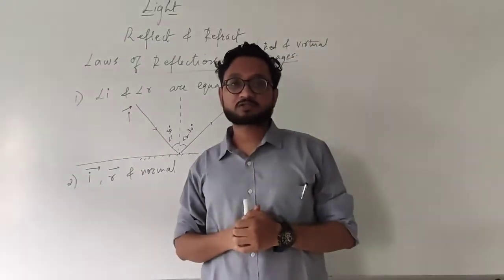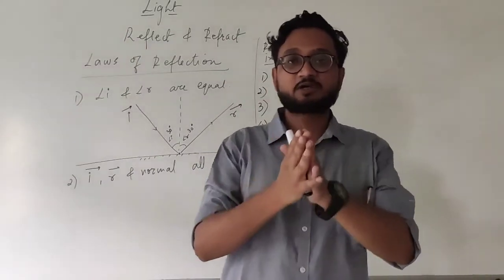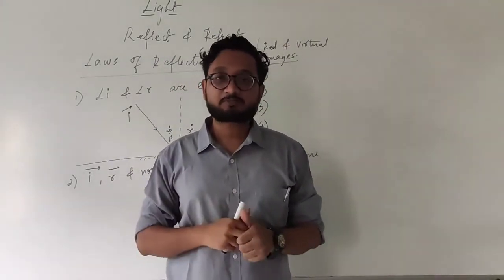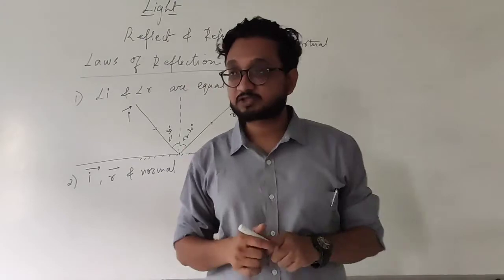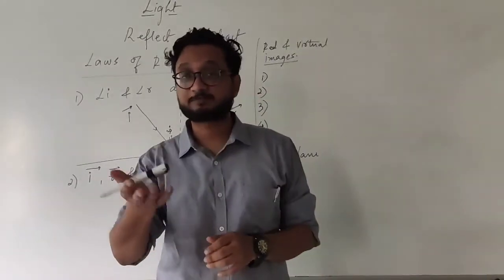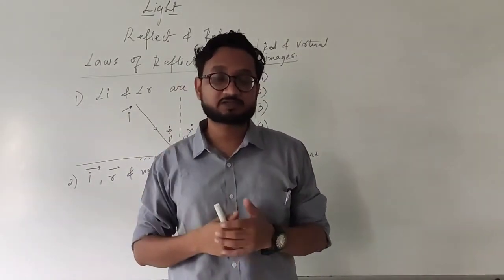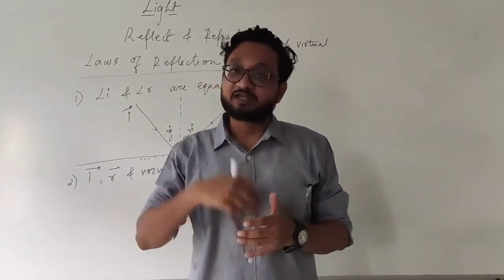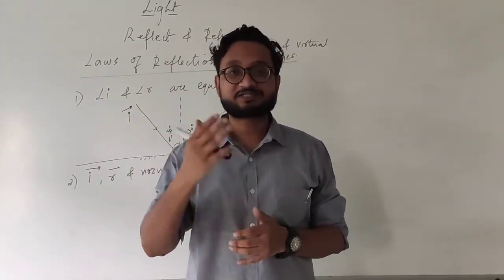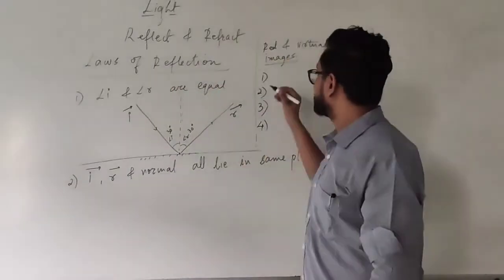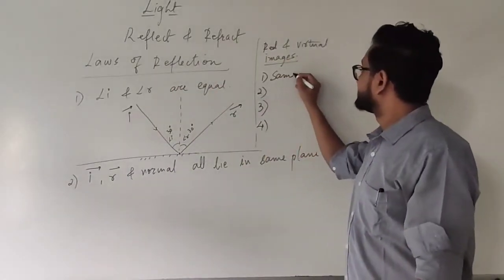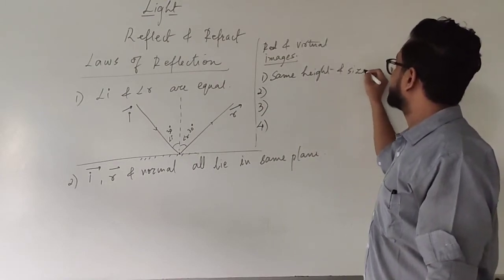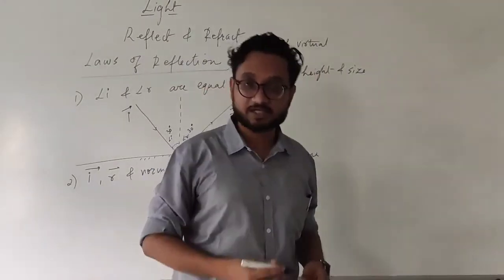Okay students, we also studied the properties of the image formed inside a plane mirror. So what are the properties of the image formed by a plane mirror? The first one: if you observe yourself inside the mirror, whatever is the height of the object, the image inside will also have the same height. So the first one is that it is of the same height and same size.